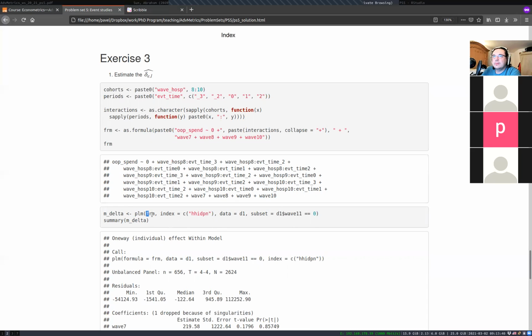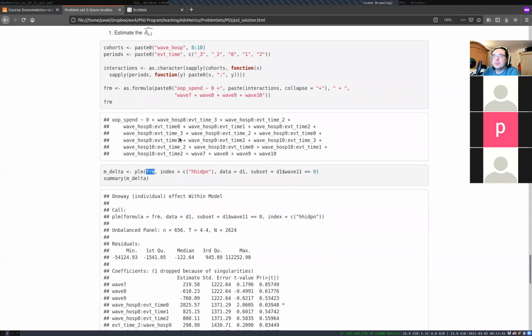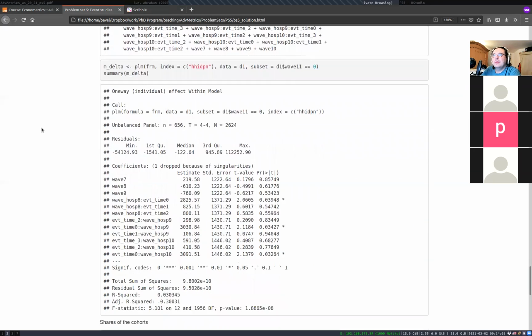Now we have our longer formula here with the interaction terms. And of course, we need to drop the last wave. So we remove all the observations from wave 11 while estimating this. So this is the last time period. And we get our results. So these are the deltas. So we can ignore the time dummies. They're not important. We need the coefficients on these interactions.